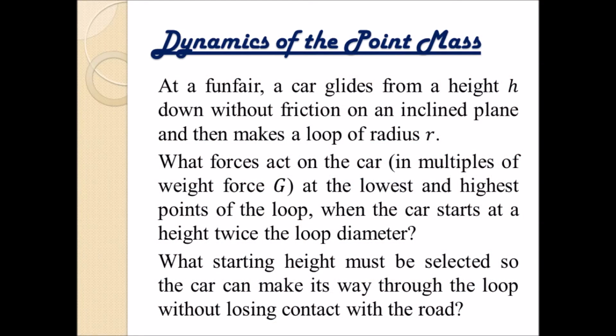At a fun fair, a car glides from a height h down without friction on an inclined plane and then makes a loop of radius r. What forces act on the car in multiples of weight force g at the lowest and the highest points of the loop when the car starts at a height twice the loop diameter? What starting height must be selected so the car can make its way through the loop without losing contact with the road?